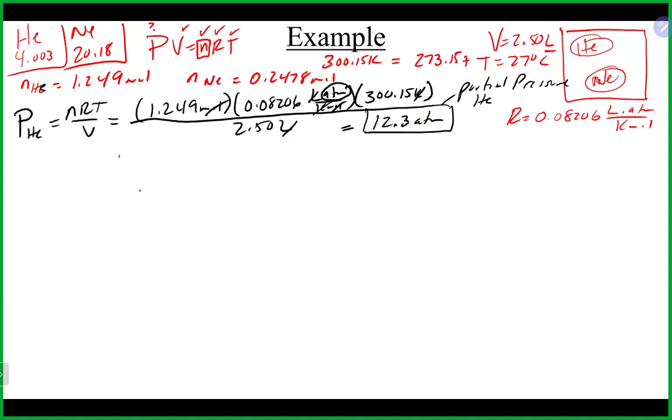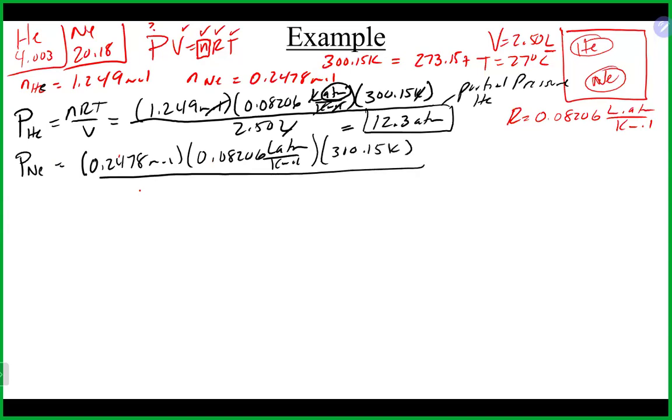Any questions on that calculation? So basically just the ideal gas law. Now the good news is we're going to do it one more time, but we're going to do it for neon. And really the only thing that's going to change here is the moles. We want to make sure we use the moles of neon in this case. So we're going to go with 0.2478 moles. We'll still use obviously the same gas constant. We'll use the same temperature because they're in the same container. And we'll use the same volume because they're also in the same container.